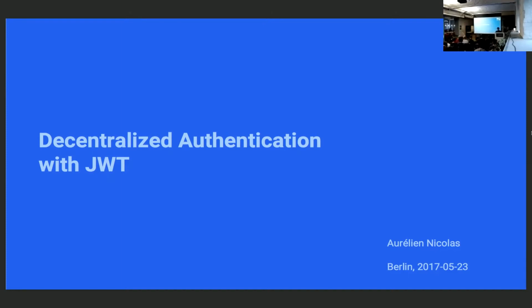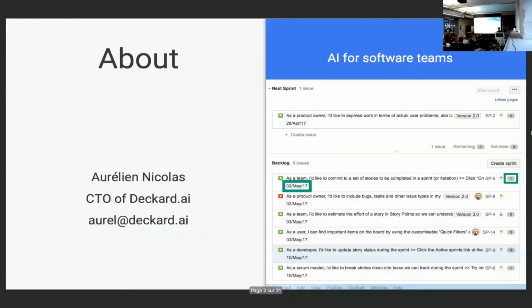So there exists something that's called the JWT, so JSON Web Token. I'll talk first about me. So my name is Aurélien. I'm CTO at Descartes AI, and we do AI for software development teams. One of our products is this. This is a screenshot of Jira. So we do estimation of effort, estimation of time for every ticket, like is it done in 2 weeks, in 1 month, and so on. So AI for companies.